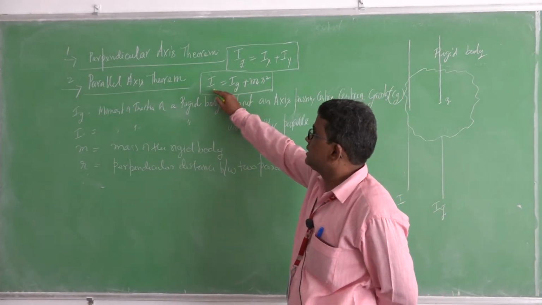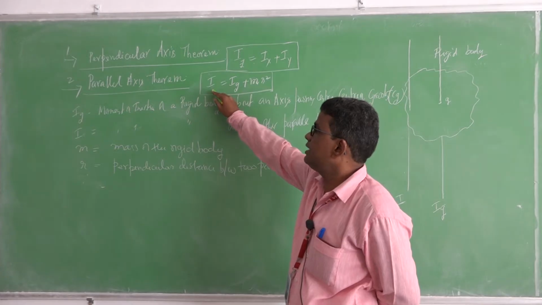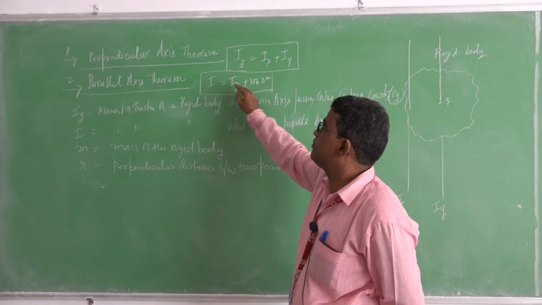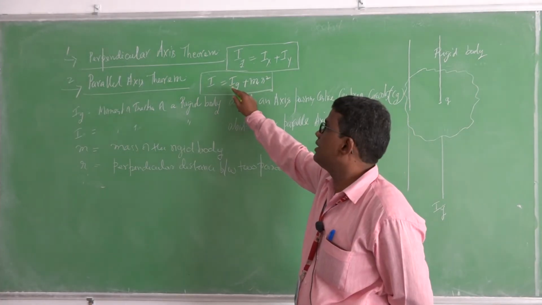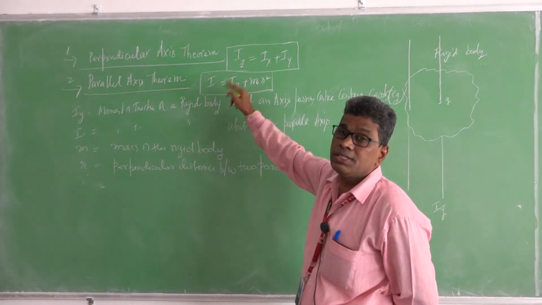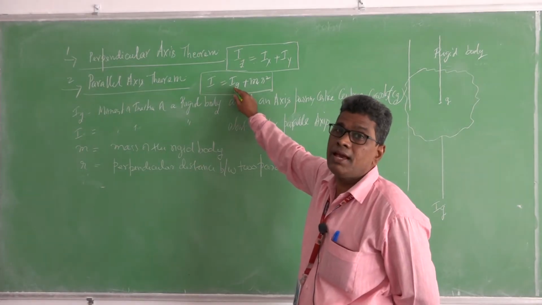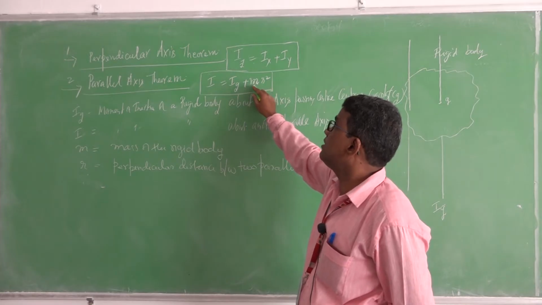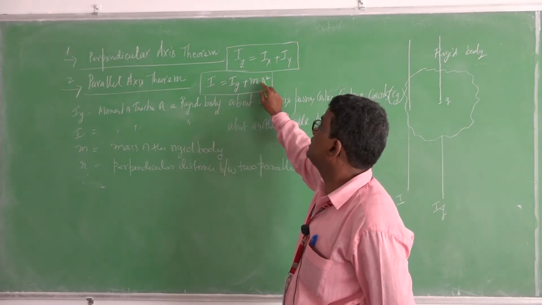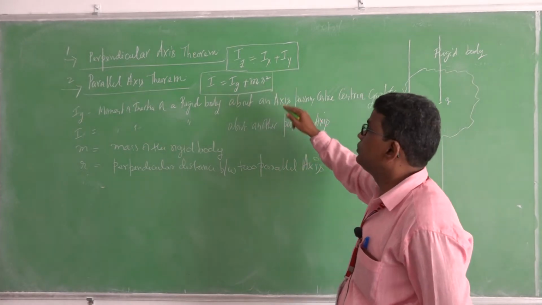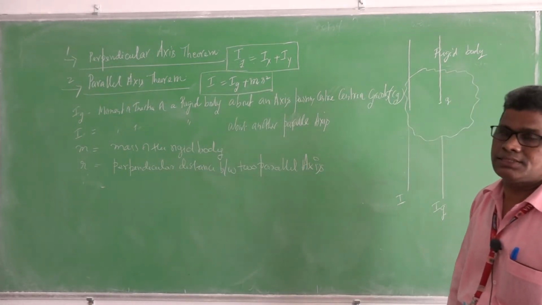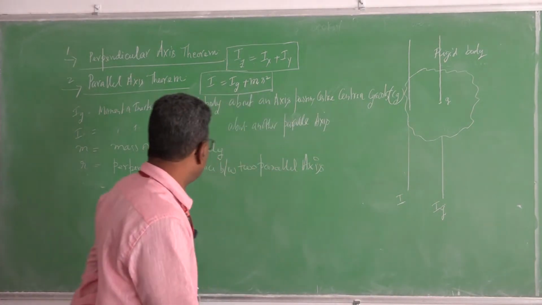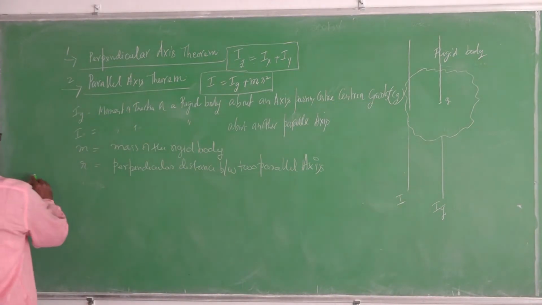What it says is that the moment of inertia of a rigid body about an axis is equal to the sum of the moment of inertia of the rigid body about another parallel axis passing through the center of gravity and the product of the mass of the body and the square of the distance between the two parallel axes. That is the statement of the parallel axis theorem. Okay. Now I will write the statement.